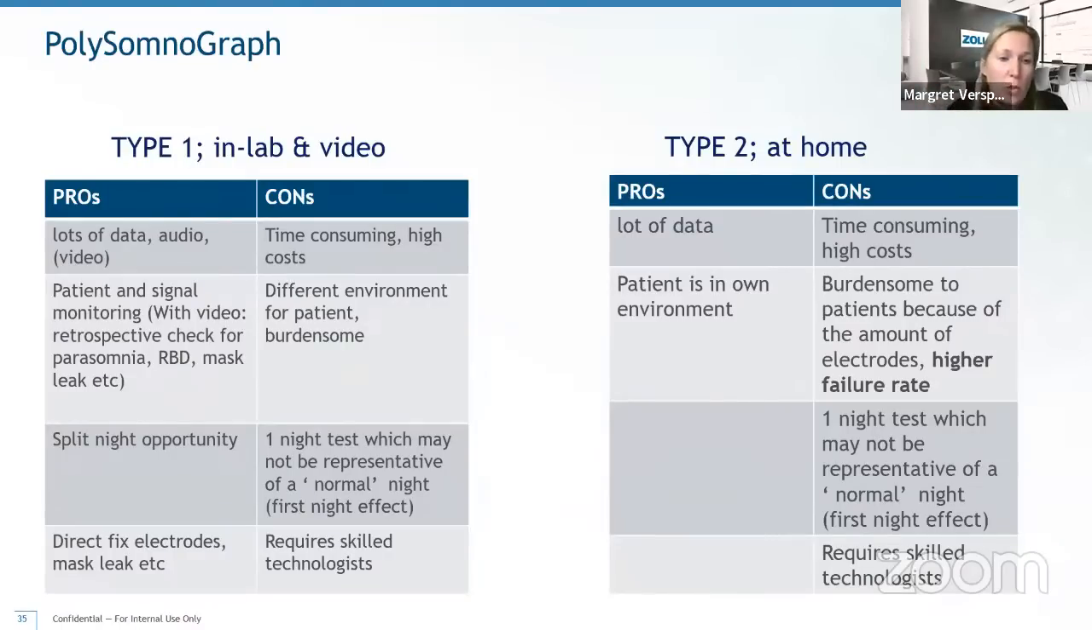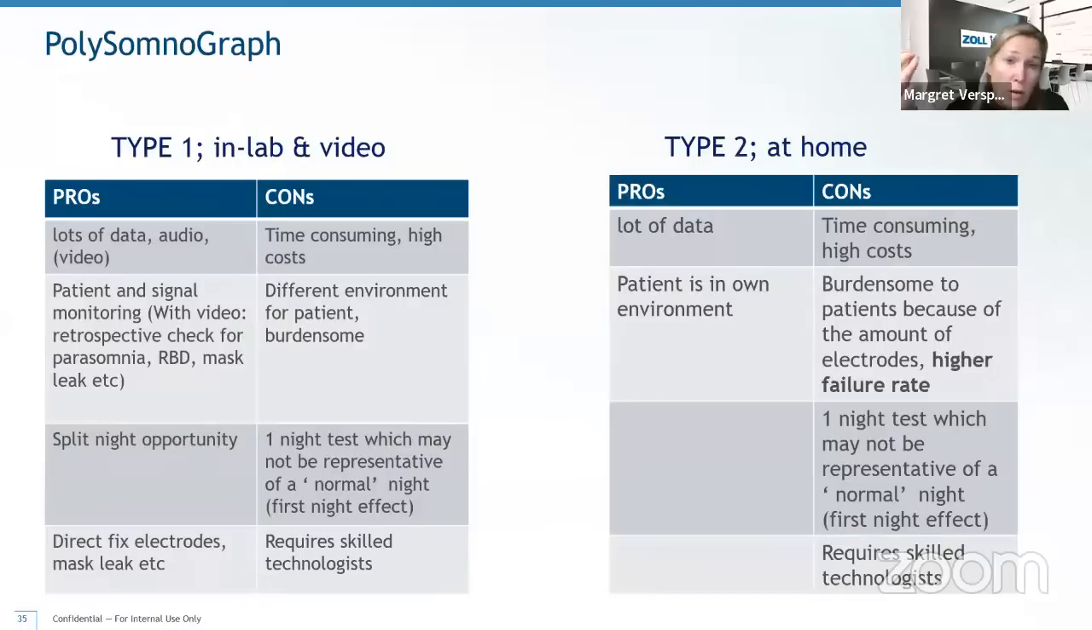You can have a split night opportunity, and you can also directly fix electrodes, or when there is a mask leak or whatever. Those are the pros, but there are also a lot of cons because it's very time consuming and very high cost. Not only does it cost a lot of time to prepare a patient and to stay awake with the patient, but also to do the interpretation of all this data, because you have a lot of data, and you have audio and you have video. So these patients who have a type 1 test, it costs a lot of time. Yes, so you get a lot of information out of it, and you do it for specific sleep disorders.